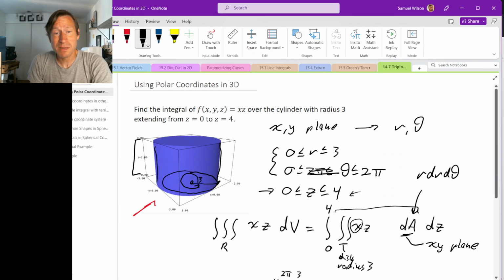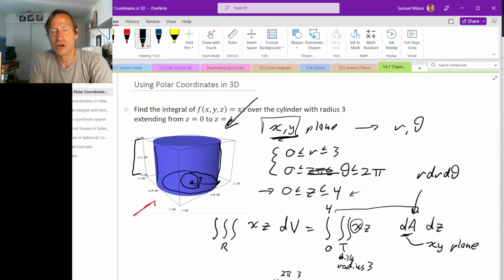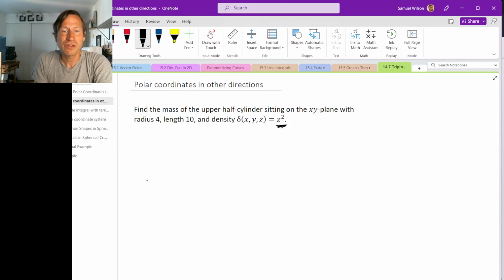One nice thing about this trick of using polar coordinates for two of your coordinates is that it doesn't have to be the xy plane. We chose polar coordinates for the x and y directions just because this region is especially nice if we use polar coordinates for the xy directions. If instead we have an example like this with a half cylinder sitting on the xy plane with radius 4, length 10, and a certain density function, and we want to find the mass, well, if you look at this region, so if this is the xy plane, it sort of looks like this.